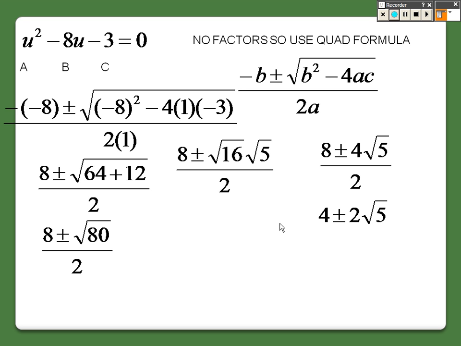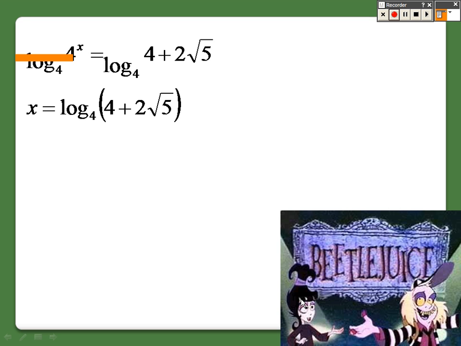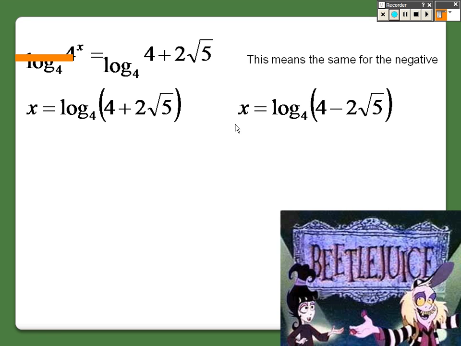Now that's what x equals, or sorry, that's what u equals. That's not what our answer is, though. We want it in terms of x. u equals this, so really it's 4^x equals 4 plus or minus 2 root 5. So what I really have to do is I have 4^x equals 4 plus 2 root 5, and I have 4^x equals 4 minus 2 root 5, both of which are going to give me decimal answers. So that means I do log base 4 on both of these, and I'll figure out what that is.